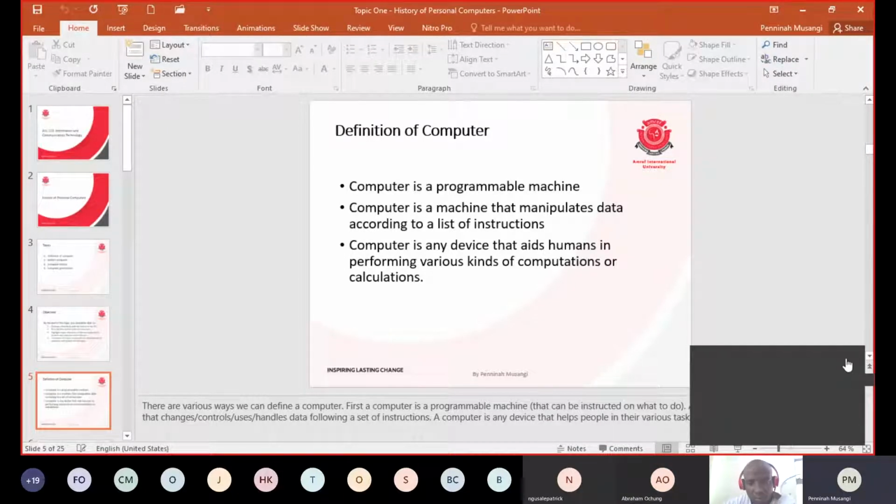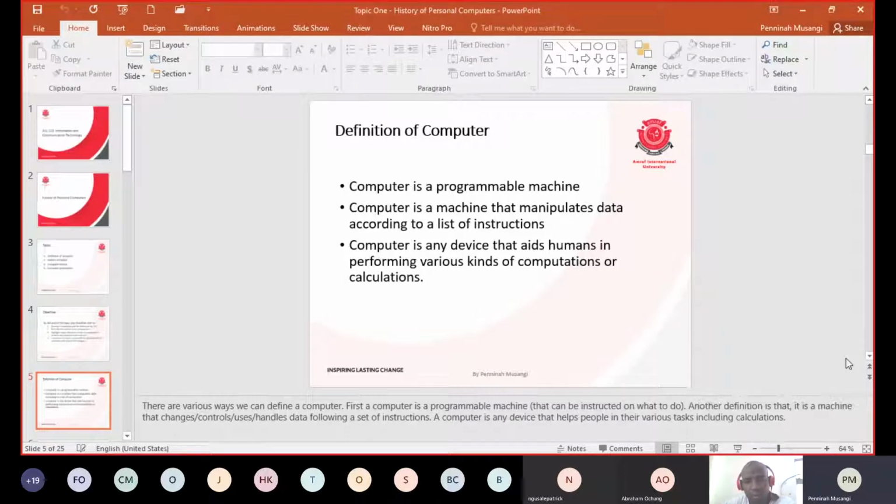So let's define a computer, and there are various ways we can define a computer. The first way is a computer being a programmable machine. What we mean by a programmable machine is a machine that can be instructed what to do. To program is to instruct a device or a machine on what to do.